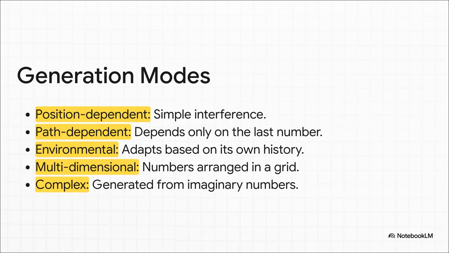But, and this is where it gets really fun, that simple method is just the tip of the iceberg. The toolkit has this whole suite of way more complex ways to generate patterns. You can create sequences where each new number depends only on the one right before it, kind of like a chaos game. Or get this, you can have environmental weaves that actually adapt based on their own recent history. You can even generate patterns in multiple dimensions or use complex imaginary numbers. Each one of these modes creates a totally different kind of digital fabric.